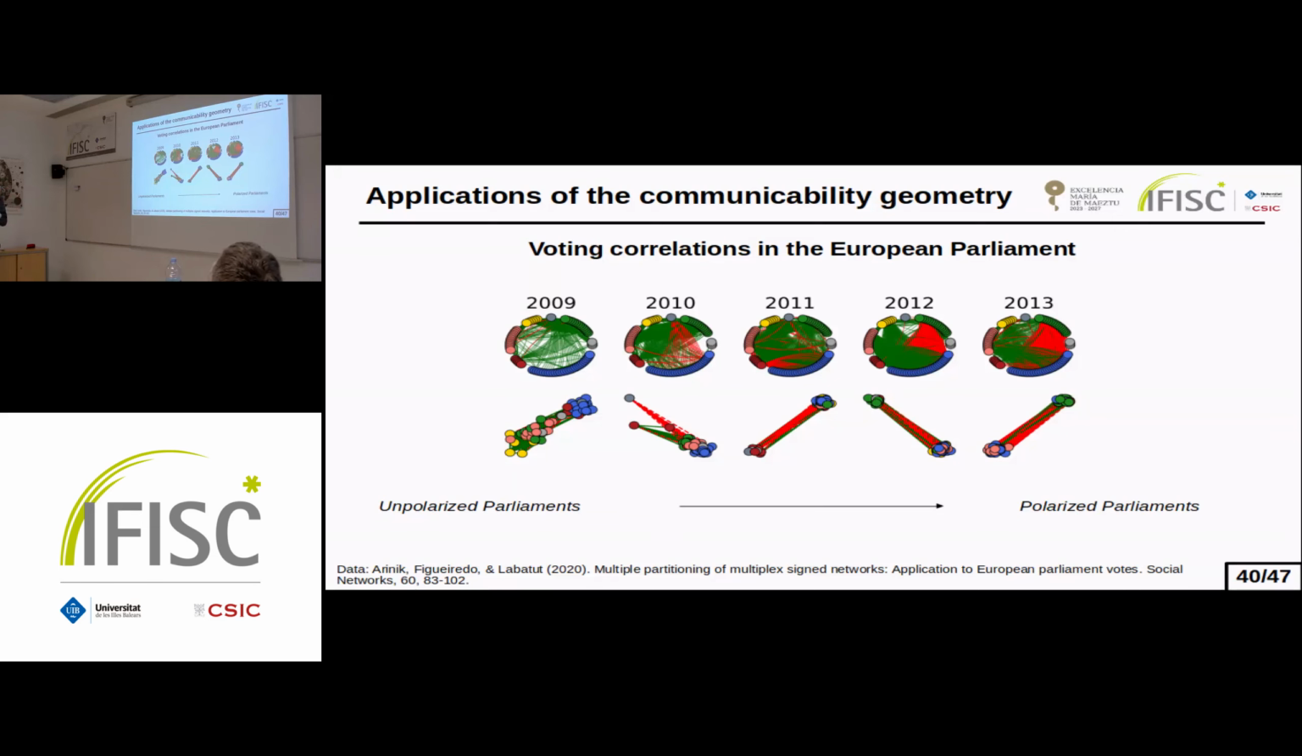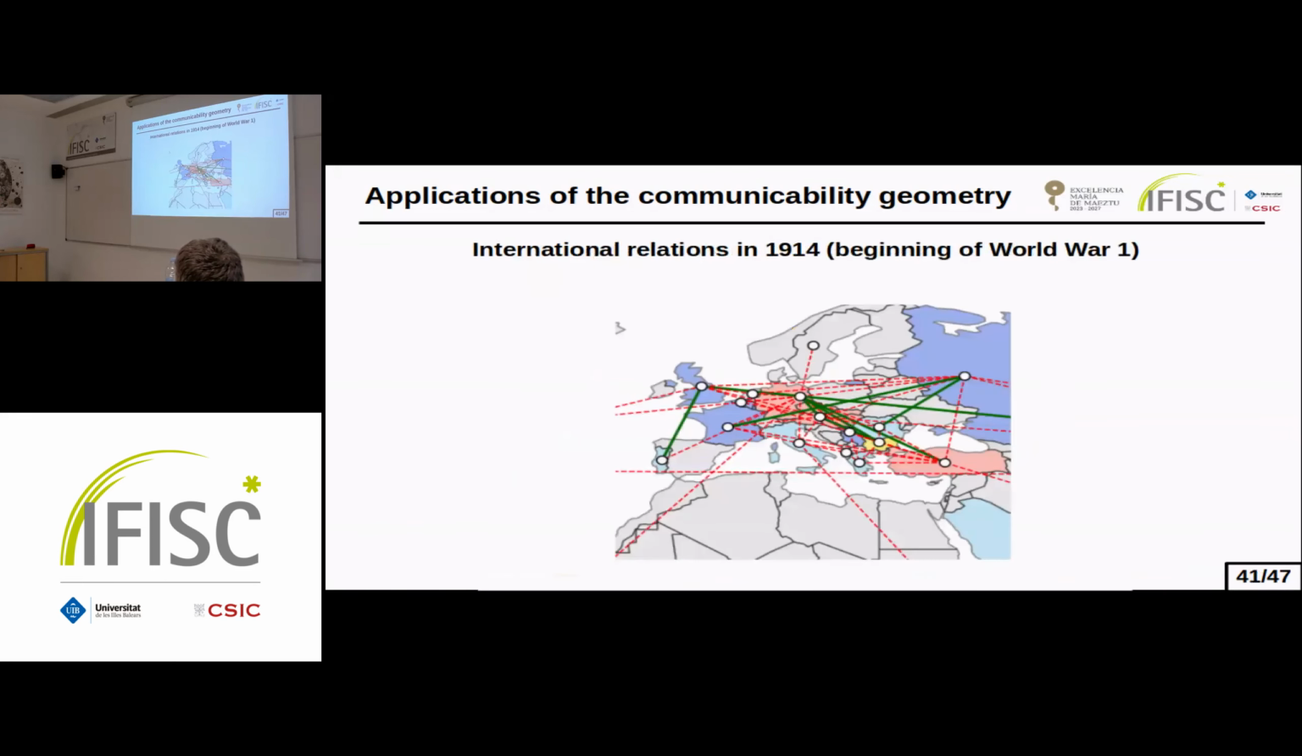So the polarization is not on a typical left-right axis, but it's instead a polarization between the traditional parties and the emergent parties. Moreover, if we use the positioning of these nodes in the embedding, we can assign a level of polarization of every individual node. We can know how much a given representative is polarized based on their voting patterns.